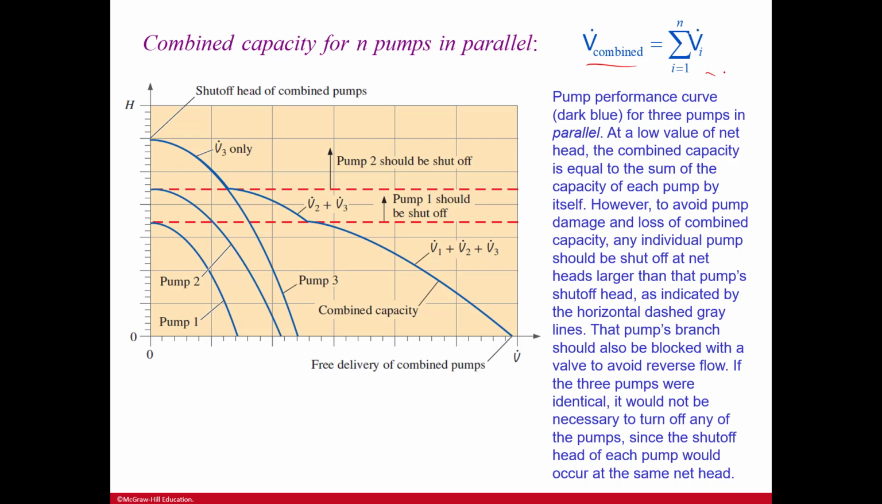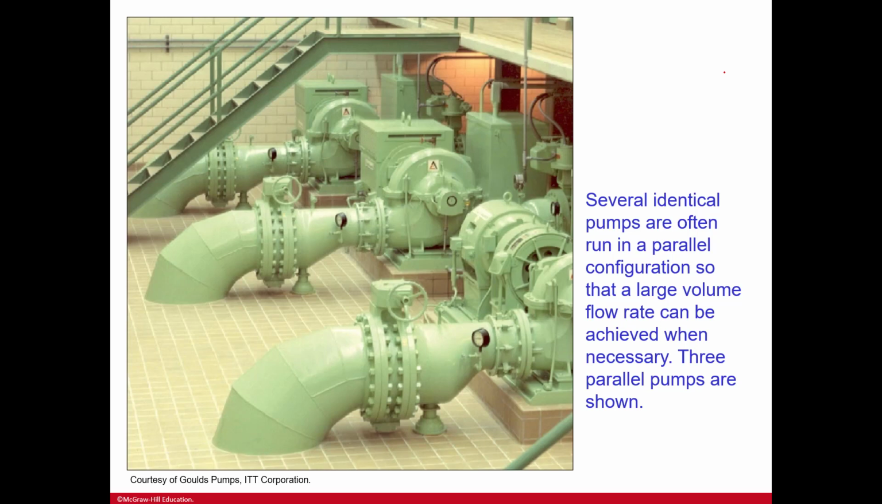However, again, to avoid pump damage and loss of combined capacity, any individual pump should be shut off at net heads larger than the pump's shut-off head, as indicated by the horizontal dashed lines. That pump's branch should also be blocked with a valve to avoid reverse flow, backflow. If the 3 pumps were identical, it would not be necessary to do so. Here are several identical pumps. They're often run in parallel configurations so that a large volume flow rate can be achieved. When necessary, these 3 parallel pumps are shown.